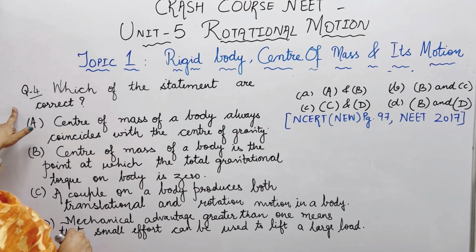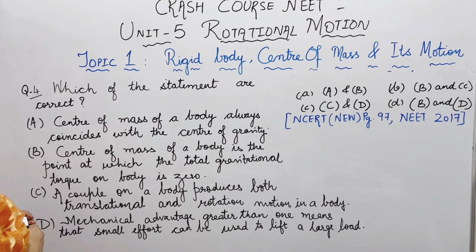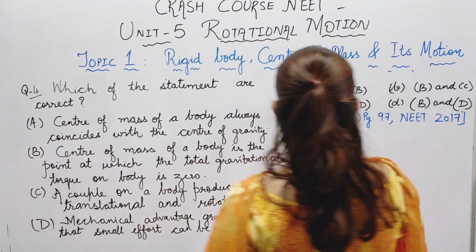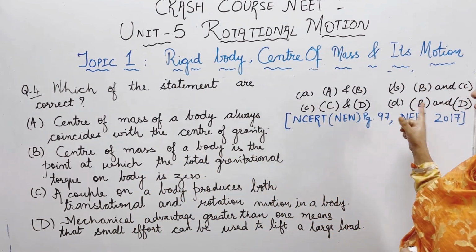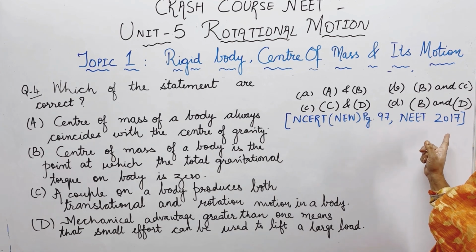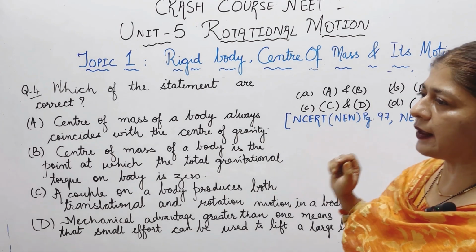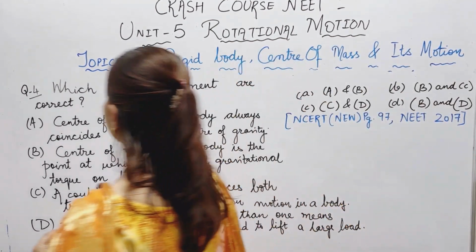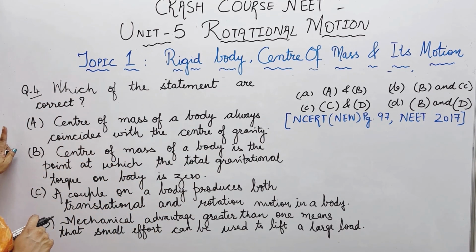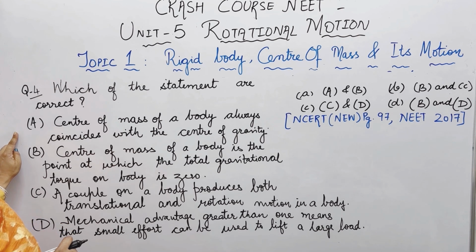Now question number 4: which of the statements are correct? These statements have been mentioned, and these are the options. Two of these statements are correct, because in the options we have 2 statements. This question came in NEET 2017 and it is on page number 97 of the new NCERT. So let us see the statements one by one. First is A: the center of mass of a body always coincides with the center of gravity.